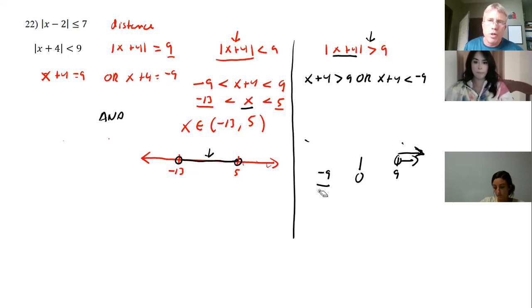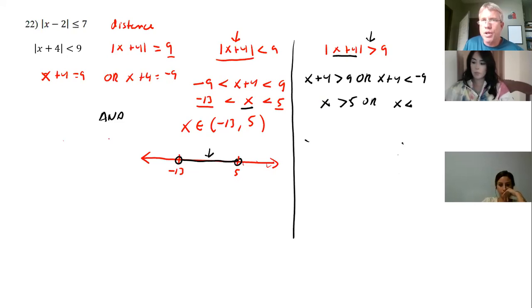And then once you recognize that you have an or statement, you just solve it like we did over here. You get X, you subtract 4 from both sides. Either X is above the 5, or subtract the 4 from both sides, or X is below the negative 13. So now you wind up with an answer that looks different. We still will have the negative 13 and the 5 as the bounding numbers.